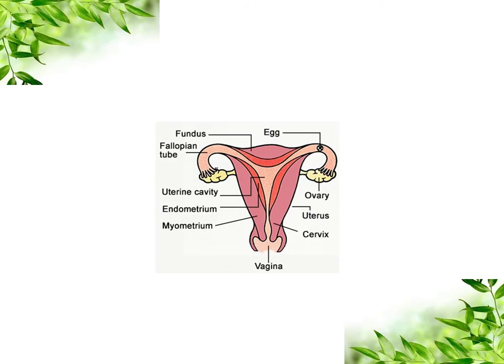Now, the part of the oviduct which is close to the ovary is called infundibulum, and here you can see the finger-like projections. They are called fimbriae. So infundibulum is provided with fimbriae, the finger-like projections, to collect the ovum. They form the oviducal funnel here.